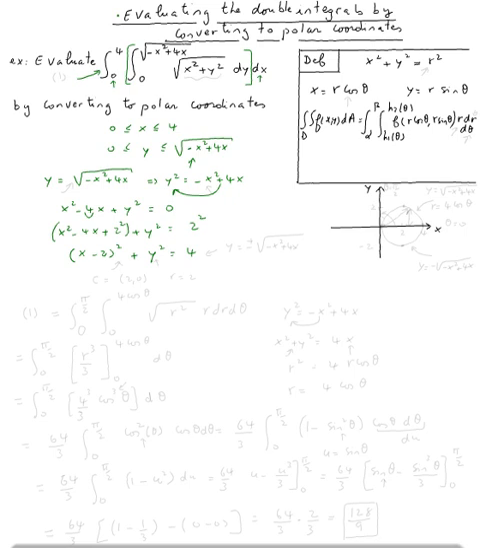So this is actually a circle. Let me draw the whole circle. This is a circle with center (2, 0) and radius equal to 2. So this is 2, 4. So actually, that's how the circle looks.